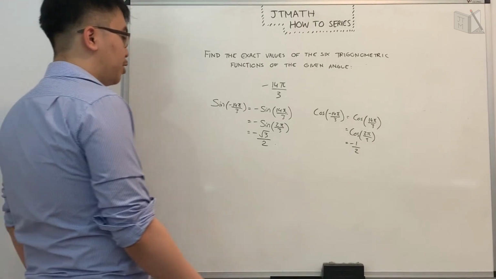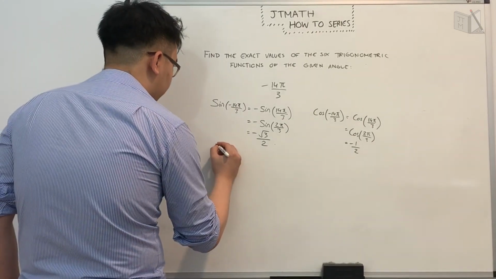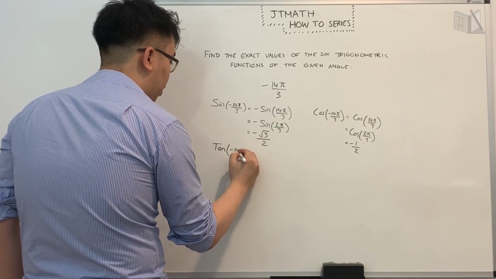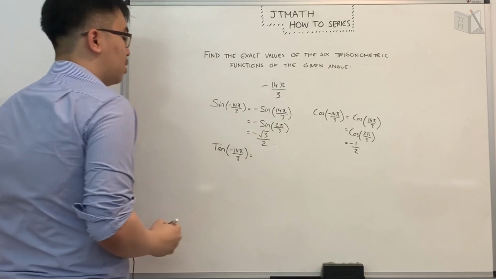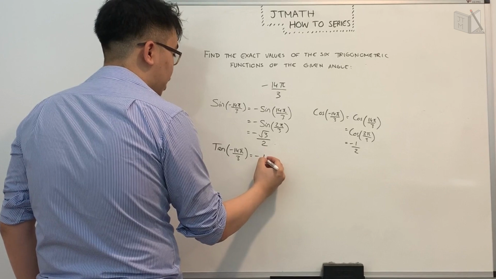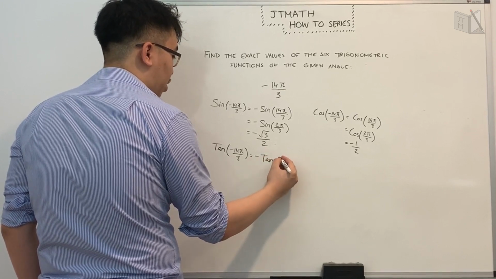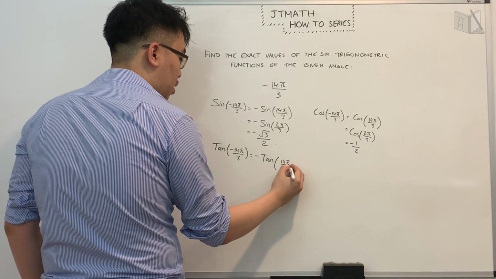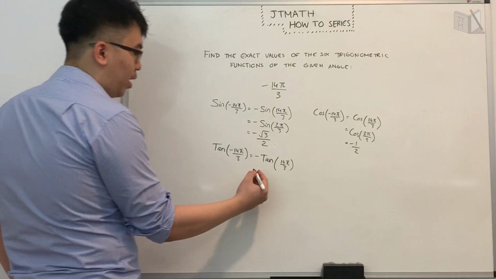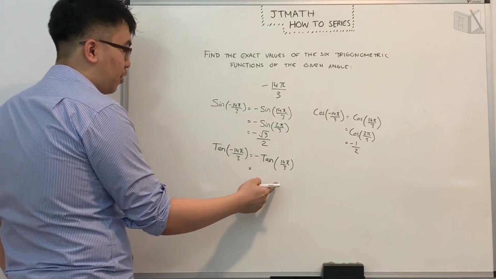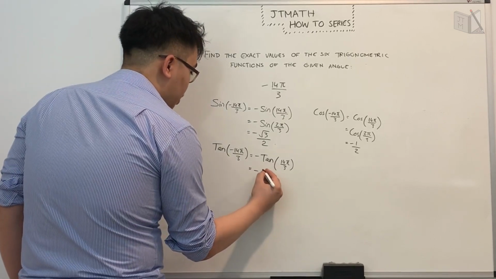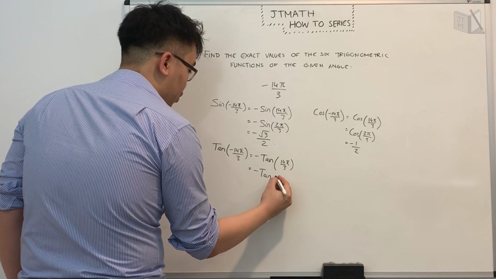Next we're going to look for tangent of minus 14 pi over 3. Tangent is an odd function, so tangent of minus 14 pi over 3 is the same as minus tangent of positive 14 pi over 3. Now the least period of tangent is 1 pi radians, so we take away the largest multiple of 1 pi radians from 14 pi over 3, and it's still going to be 2 pi over 3 for this one.